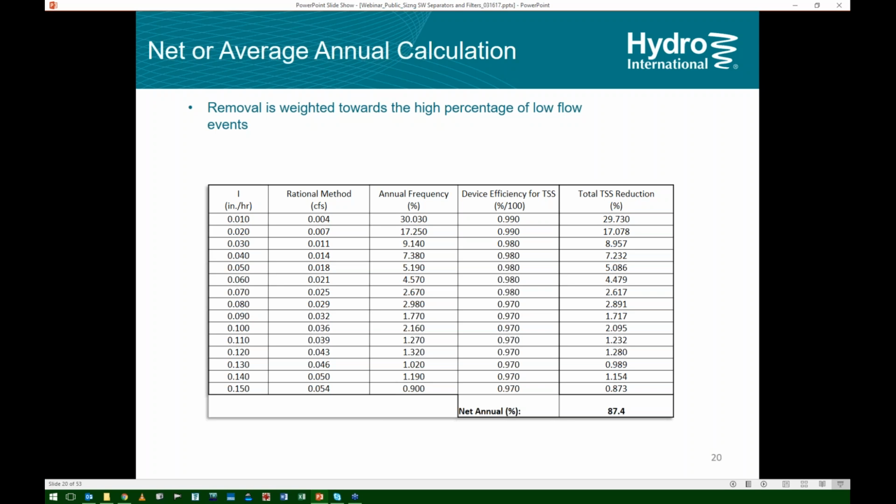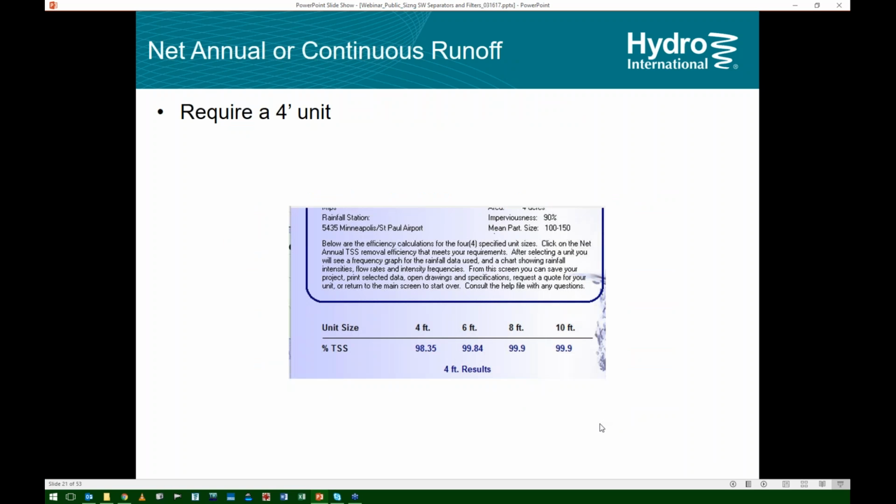Now if I do the net annual calculation as I described earlier, and I do all these calculations for all these different flow rates on a long-term basis, and I come up with a net annual removal of 87%. If I run that through my little bit of software, because there's no third-party independent software that will do this for you, you've got to use the vendor software, it's going to say I can use a 4-foot unit.